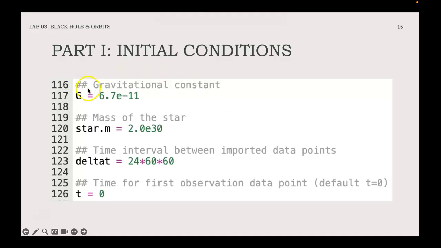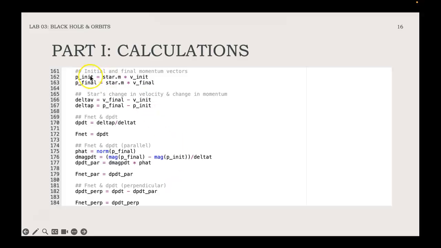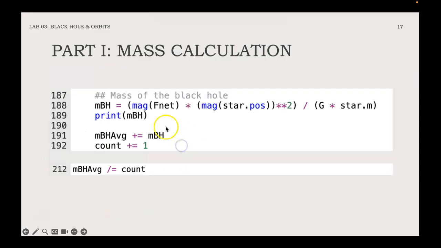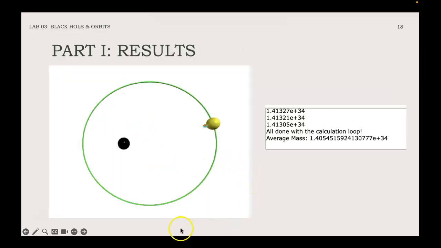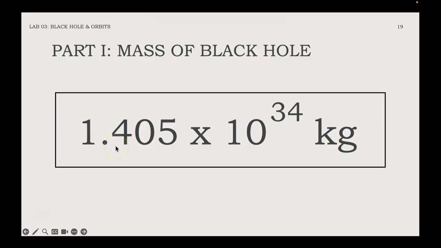And for Part 1 here, we would start with the initial conditions where the G constant is equal to 6.7 times 10 to the negative 11. We have the mass of the star and our delta T, which is just the time for 1 day in seconds. And then we found the change in momentum, our final and initial momentum vectors, as well as our change in velocity. We found F net, dp dt, and we found the components of each of them using the code below. We also found the mass of the black hole using the information from the previous slide. And we printed a series of those masses throughout a bunch of iterations, and we found the average using this code here. And so our final code outputted this, as you can see, our black hole in our full orbit, and then the final mass of 1.4 times 10 to the 34 kilograms.